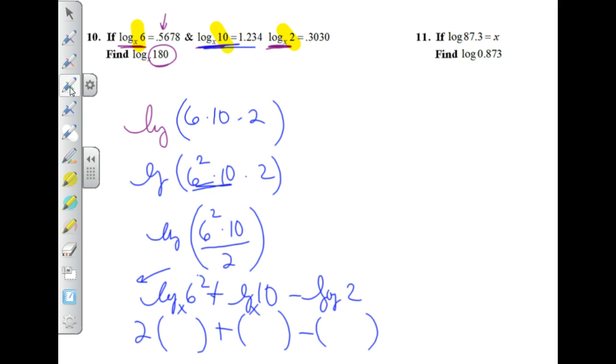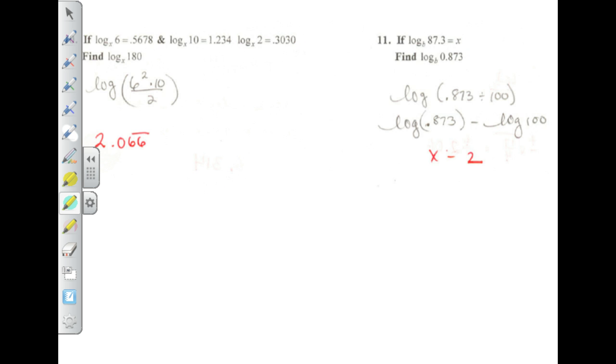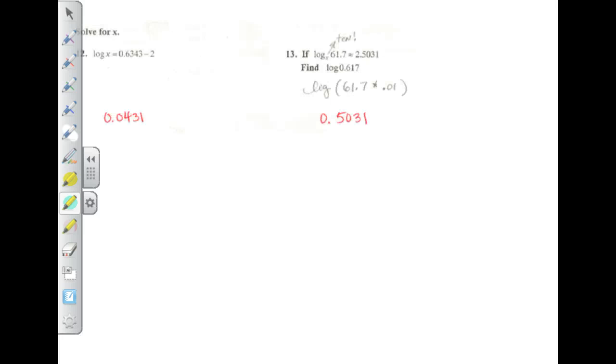So you go back now and plug in the 0.56778. Good thing we can use our calculator because you don't want to do this by hand. And plug in this 1.234 here, and plug in the 0.3030 here, and number crunch it and see if you don't get this answer, 2.0666 repeating. There's another example. You can go through these examples and see if you get those answers.